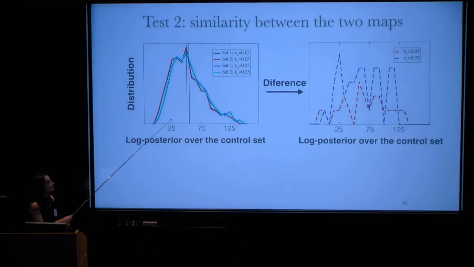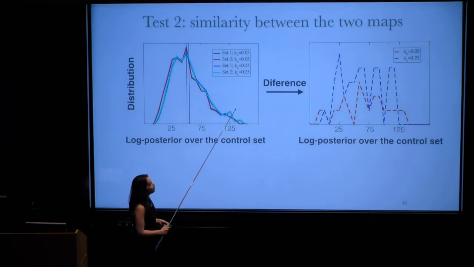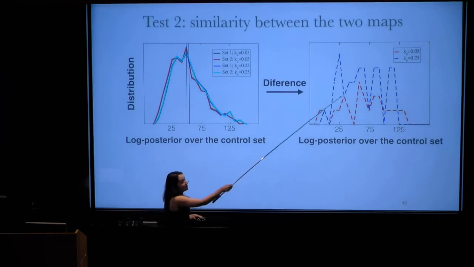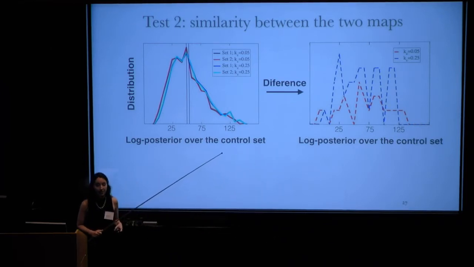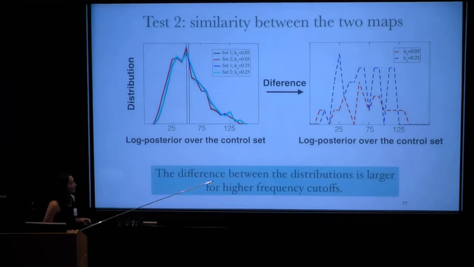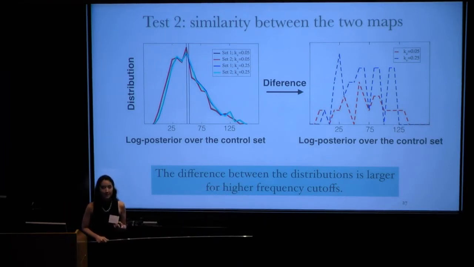However, if you look at the difference in these posterior distributions, we find that the maps with higher frequency, that have more frequencies added, have higher differences in the posterior probability distributions. So basically, qualitatively, we find that the difference between the distributions is larger for higher frequencies.